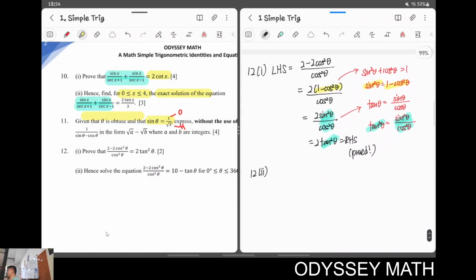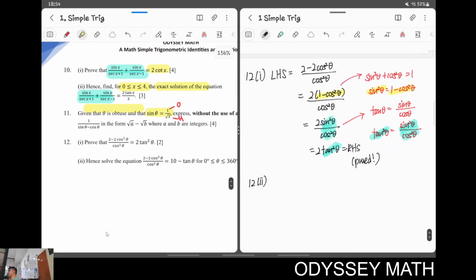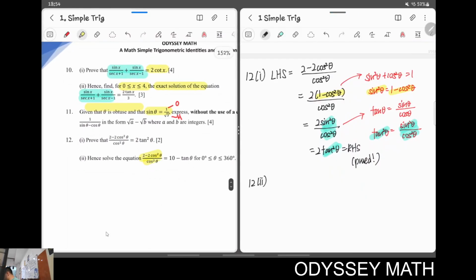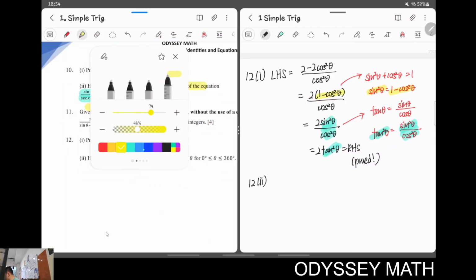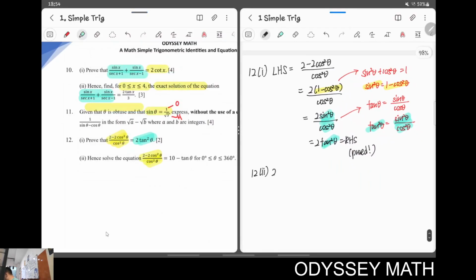I'm trying to write as neat as possible. Okay, part 2. Hence, solve the equation. Do you notice that this is exactly this? So let me be lazy a bit. I'll replace 2 tangent square theta directly inside. So 2 tangent square theta equals to 10 minus tangent theta.